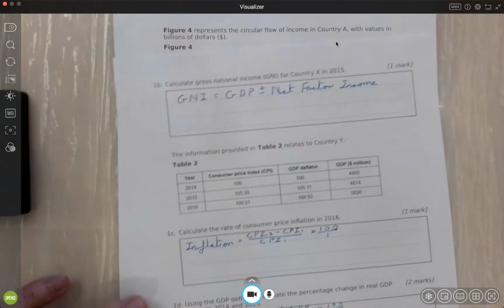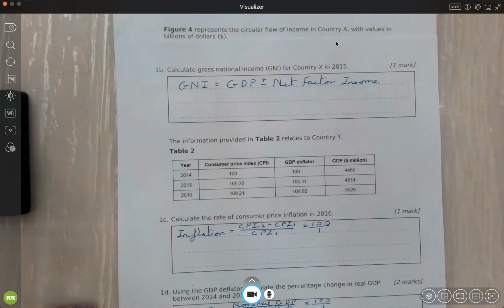Now, just to be clear again, you add it if it's a positive, if more money has been sent into the country than has been sent out, or you take it away if it's a negative, which means that less money has been sent into the country than has been sent out.